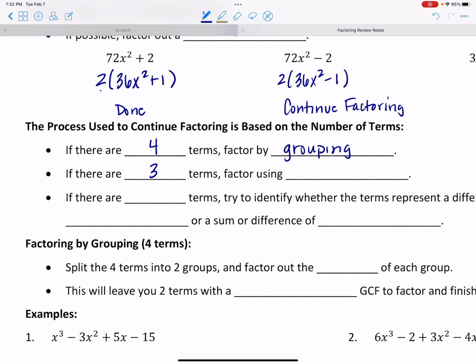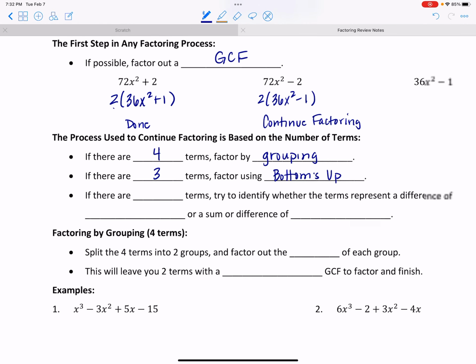Some people use guess and check. Some people use something called split the middle. I use a process referred to as bottoms up. So I'm going to show that to you here. If you like it, use it. If you are already comfortable factoring trinomials using a different method, you do not have to use my method, but I'm going to show it to you in case you don't have a method, okay? Or maybe you'll like mine better than what you've used before.